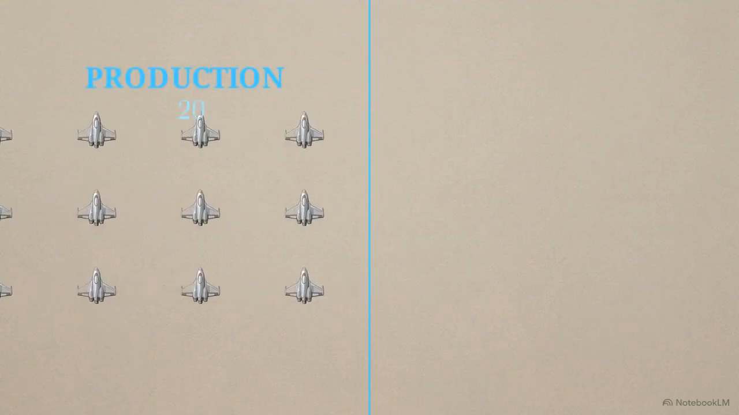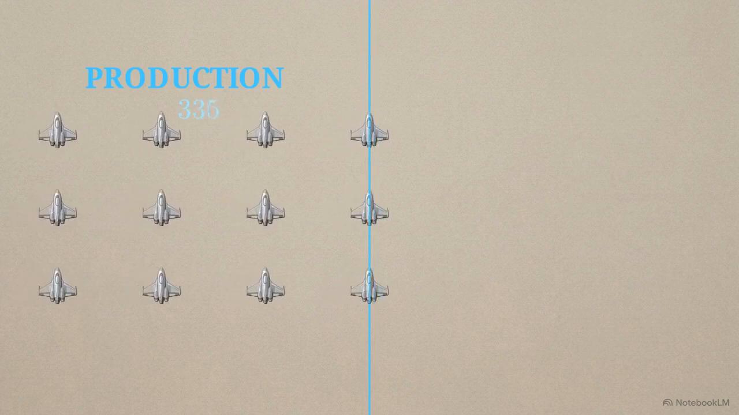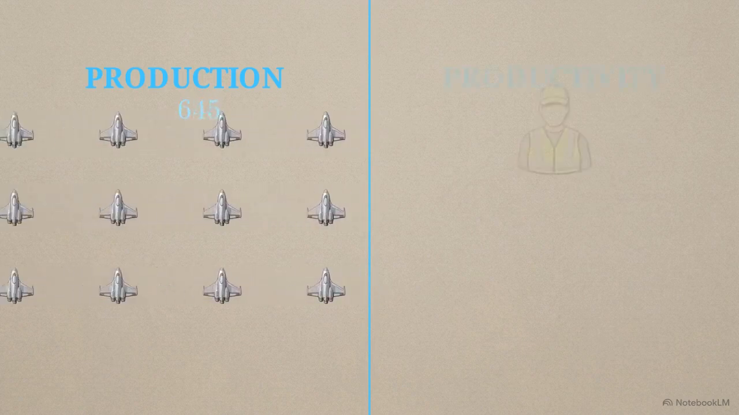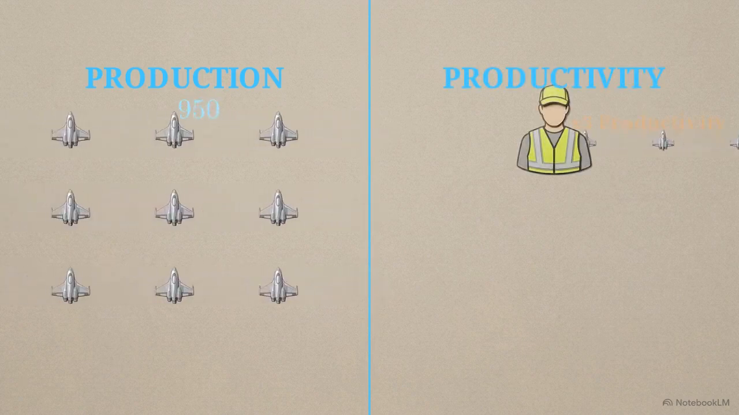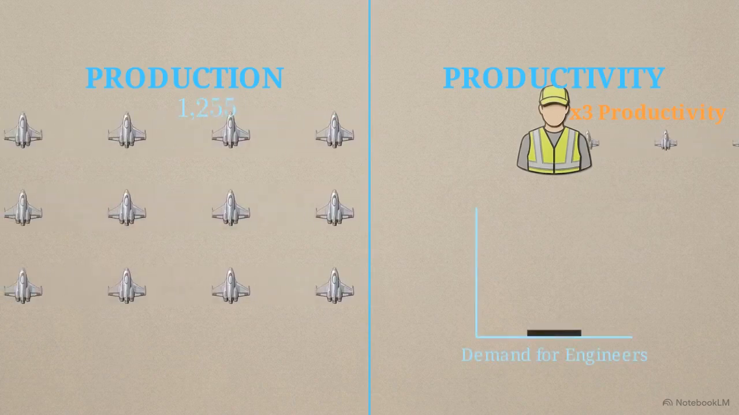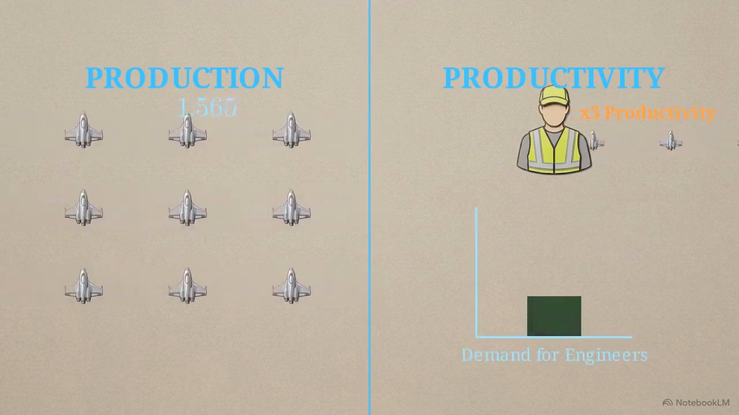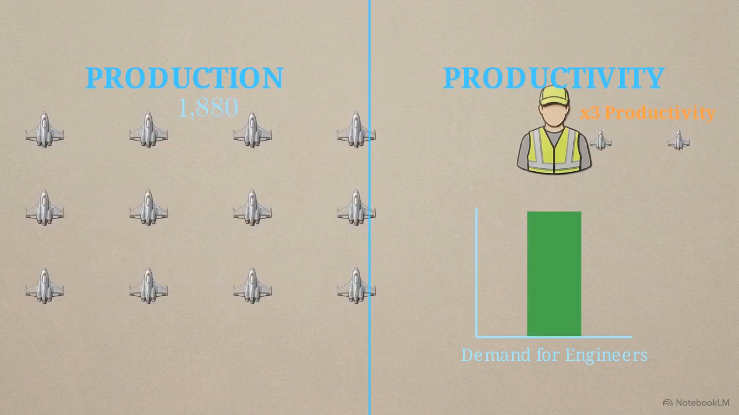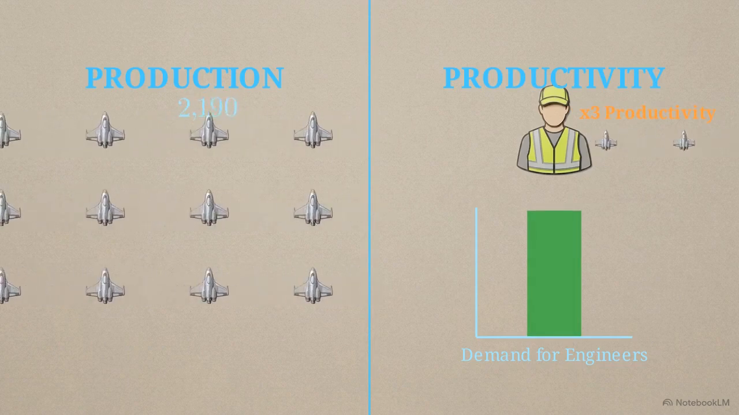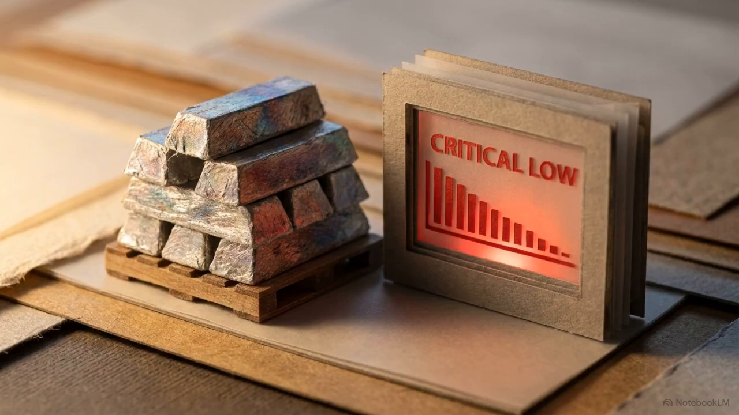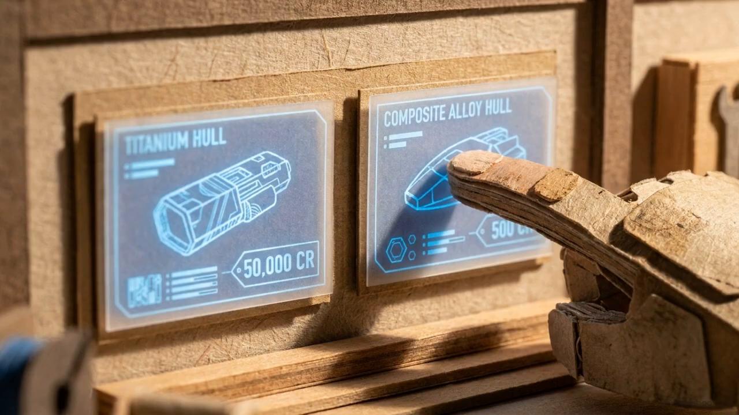Production tracks the gross number of starships leaving the hangar, while productivity focuses on the hourly output of an individual worker. Because these engineers work so efficiently, each adds massive value, directly driving up the workshop's demand to hire more. But labor isn't the only concern. The lightweight titanium they need to build the hulls is scarce. That limited availability drives up the cost of the metal, forcing the leader to hunt for alternative, cheaper materials.